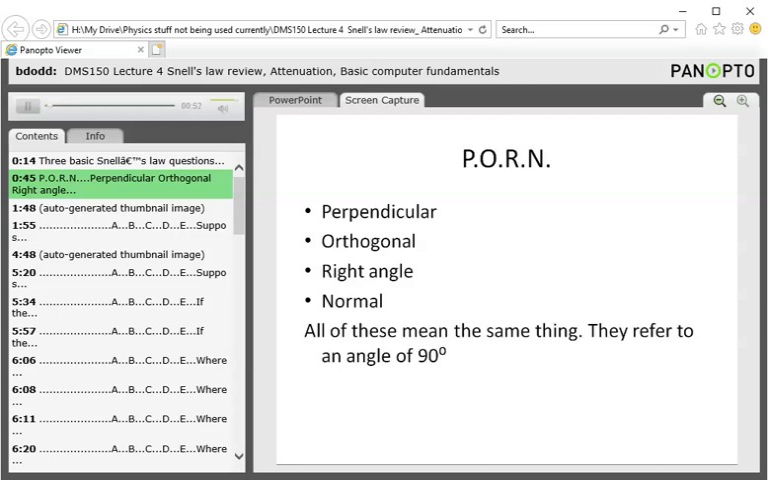PORN. This means perpendicular, orthogonal, right angle, or the normal line. So they'll use all of those different terms to describe a line that is perpendicular or orthogonal or at a right angle to an interface, okay? So that's an easy way to remember this normal line to your interface. All of these mean the same thing. They mean an angle of 90 degrees.